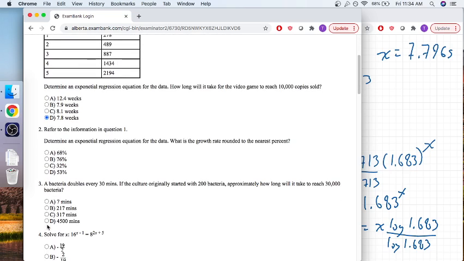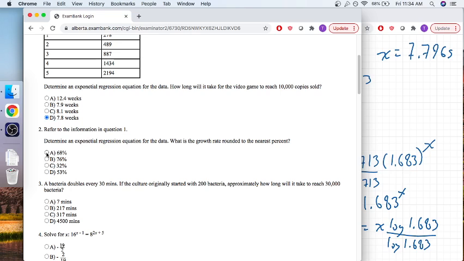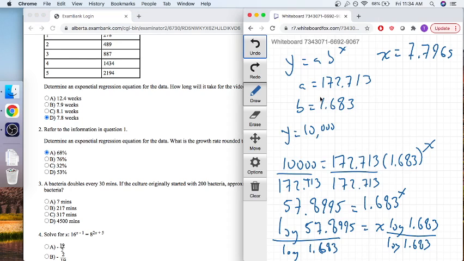Okay, refer to question 1 information: determine the exponential regression equation for the data. What is the growth rate rounded to the nearest percentage? Our growth rate is our B, so it's going to be 68.3%, so it's just going to be 68%, because the 1 is basically just representing that it's a growth equation, and then this is how much it's growing by.